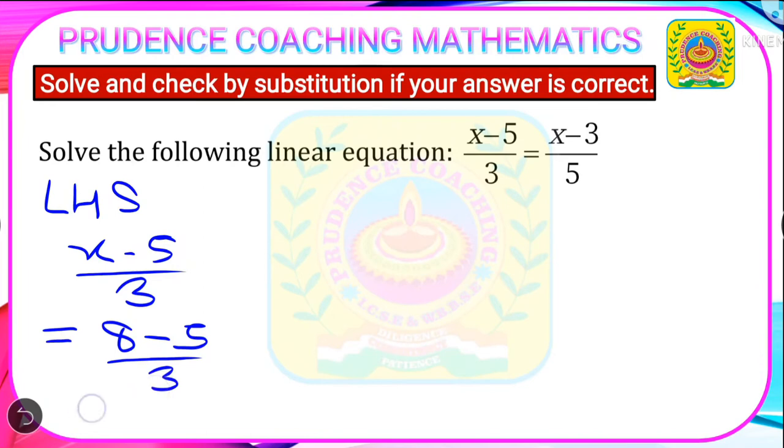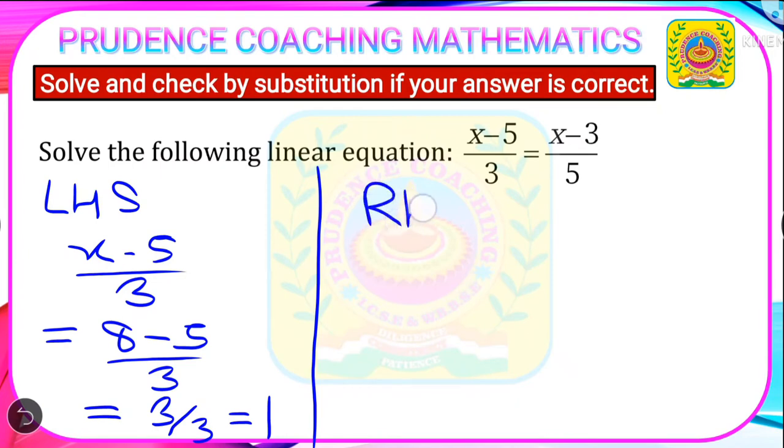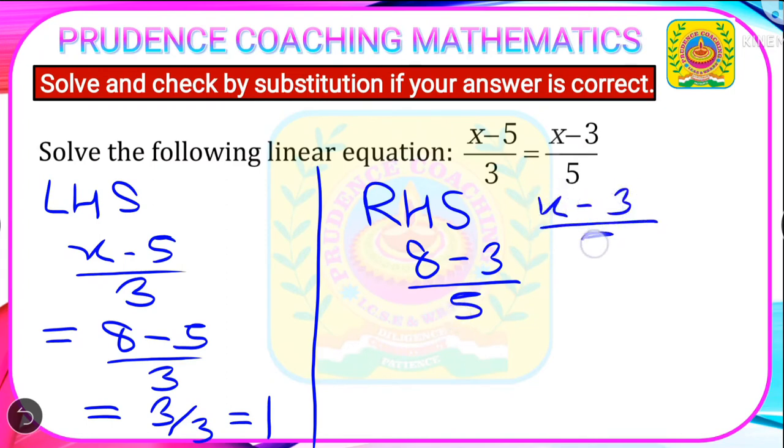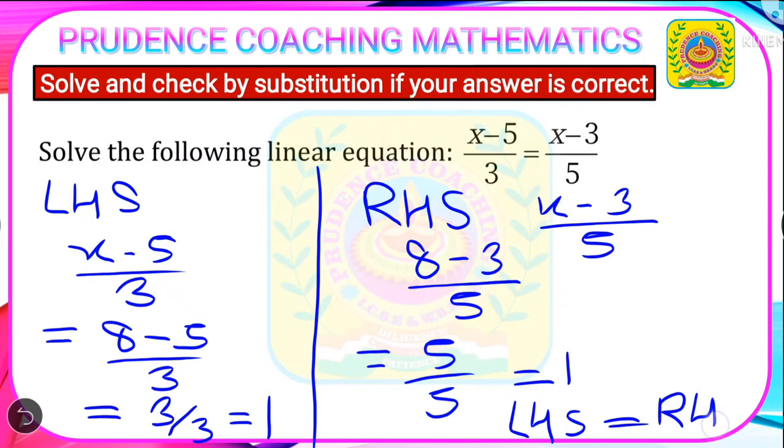So 8 minus 5 is 3. 3 by 3 will give you 1. So LHS is 1. Now we will start with the RHS, that is right hand side. So 8 minus 3 divided by 5, because (x minus 3) by 5 we had on the RHS. So here you will get 5 by 5, which is also equal to 1. As you can see, LHS is equal to RHS, therefore it is checked.